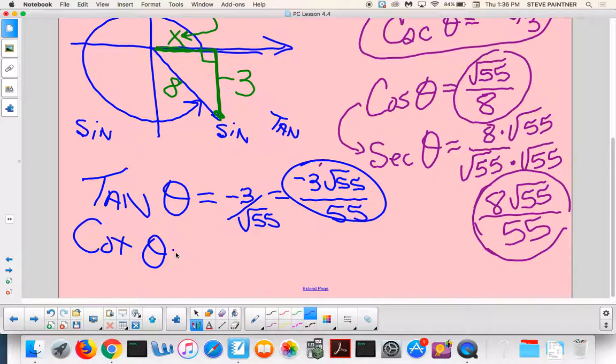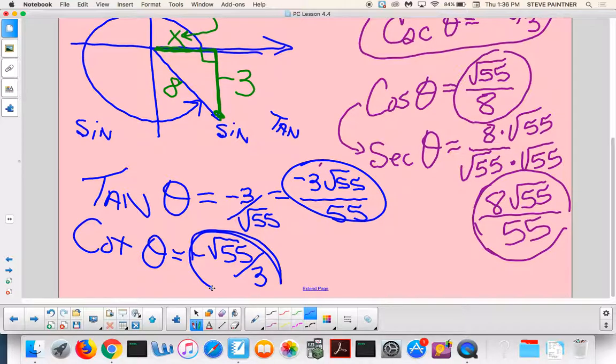Negative square root of 55 over 3. And you're probably flipping this one. This is the messy one I'm talking about. They get messy, like this.